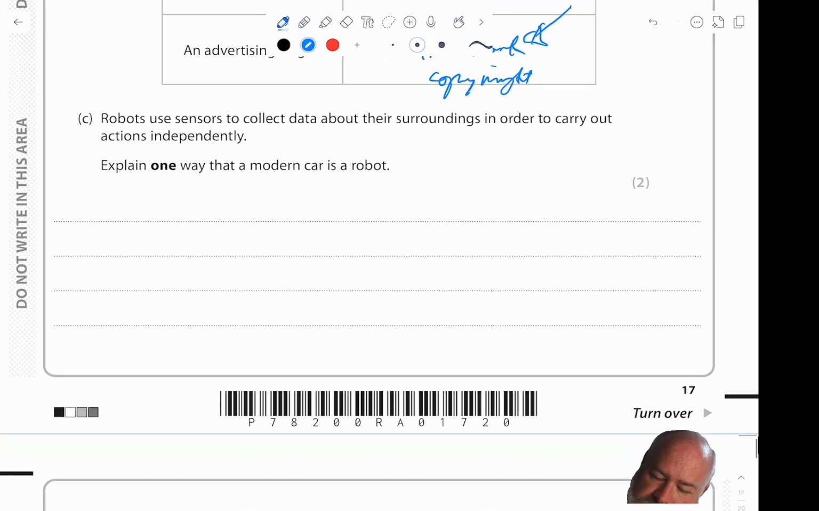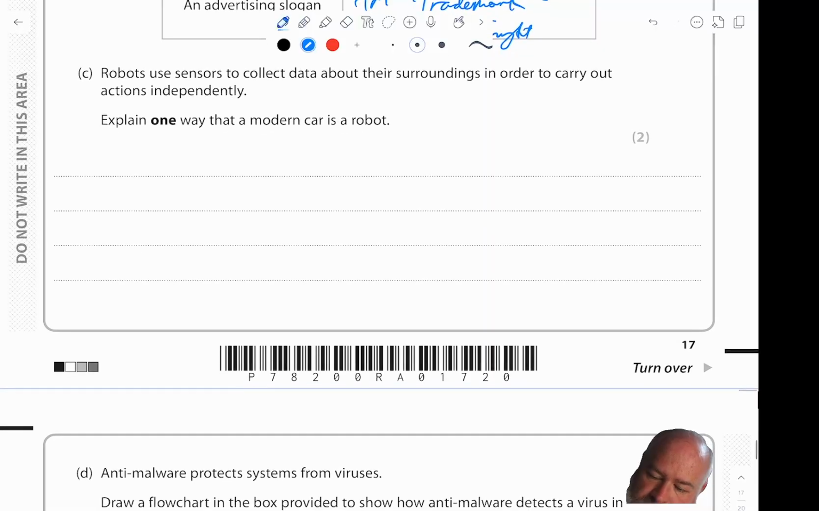Robots use sensors to collect data about their surroundings in order to carry out actions independently. Tesla is a classic example of essentially a robot that collects a lot of data around its surroundings, because they have microphones and cameras everywhere. Explain one way a modern car is a robot. So just think of your Tesla.